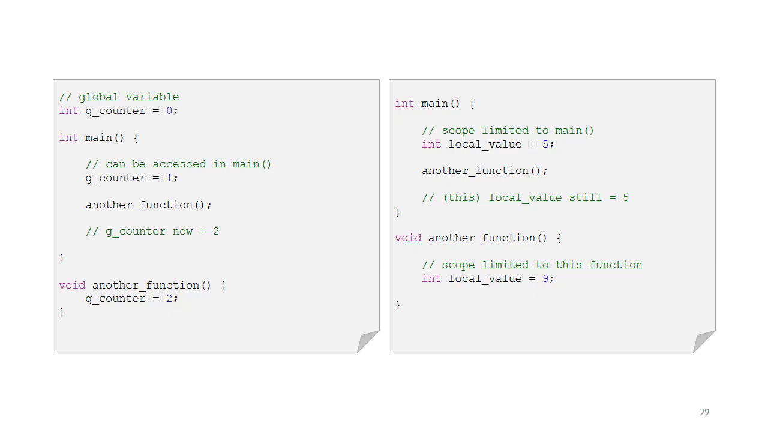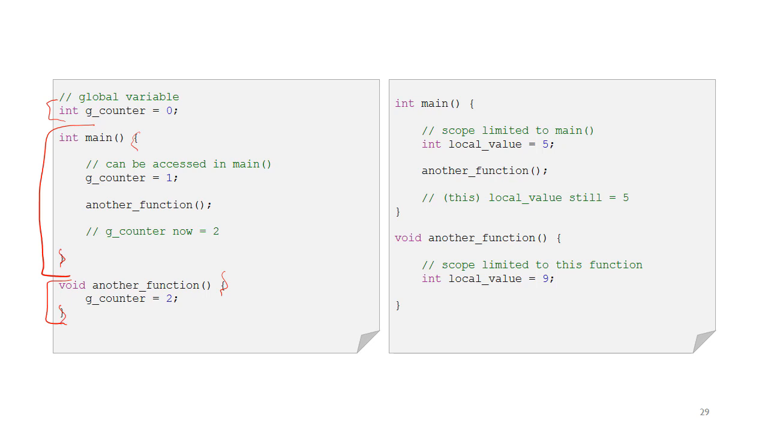So we'll look at just a couple of examples here. Here we've got our main function, int main, and we've got another function. Later in the course we'll look at other functions, but in this example I've just created another function. And here we've got a global variable. You can see this variable is declared outside of these curly braces, and outside of these curly braces.